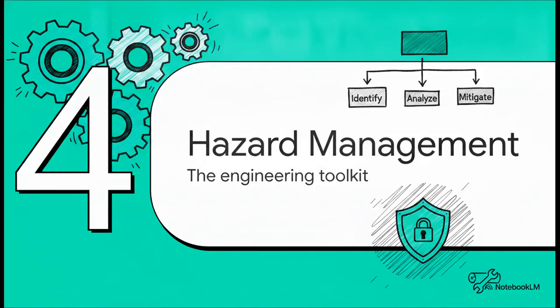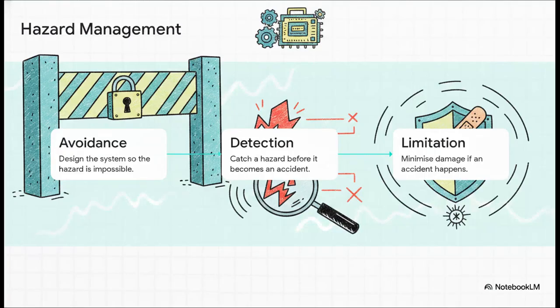All right, Section 4, Hazard Management Strategies. Let's open up the engineering toolkit. Okay, so we know what these systems are, and we know exactly why they fail. The real question is, how do we, as engineers, actually build them to prevent these disasters? Think of this next section as your critical toolkit for your future engineering careers.